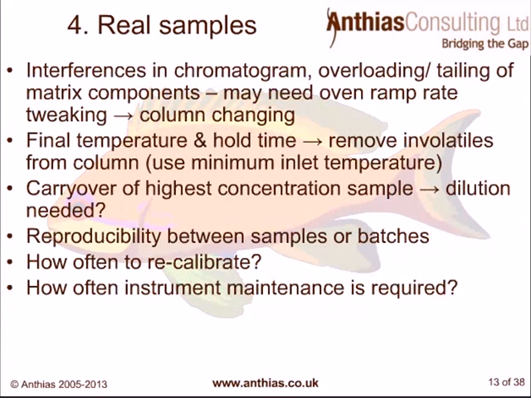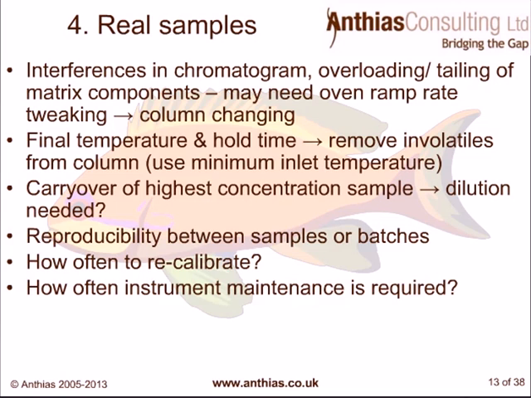And then finally, we've got to the stage with standards. So you want to be now looking at your method for real samples. So interference with your chromatogram could be matrix interference in your real sample. You're also looking for things like overloading of some matrix compounds, tailing of matrix components, which then affects your analysis and being able to identify your compounds of interest. So you may need your oven ramp rate tweaking, or you could even get to the point where you actually need to change your column to get the separation and improve it further. But remember that your sample introduction method and your detection method is still going to remain unchanged.